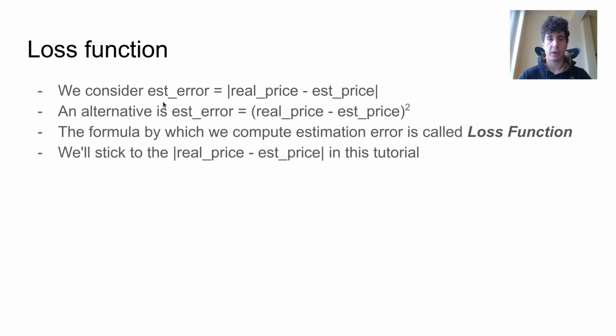So here we consider that the error is the difference between the two in modulus. There are also other ways, like the difference squared, and this is called the loss function. If you see this term, loss function is the way you measure the error, the difference between the real thing and the estimated thing. In this tutorial, we'll only use this one, the absolute value of the difference.